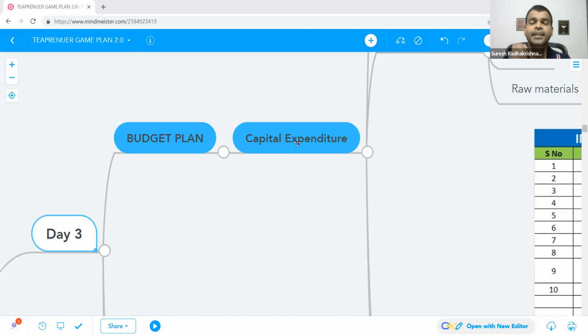Any food retail outlet, if you open today, it will take at least 3 to 6 months for you to reach a break-even sale. What is a break-even sale? A sale wherein you will start making profits. You need to do more than break even to make profits.